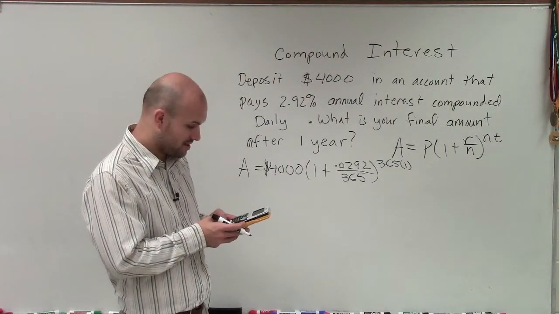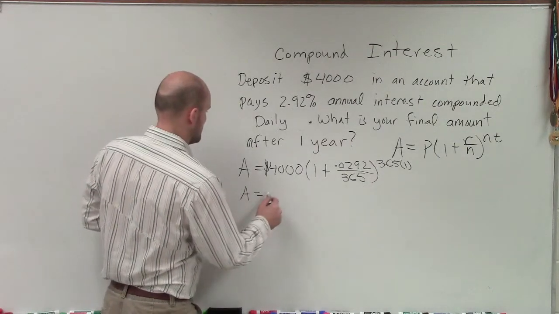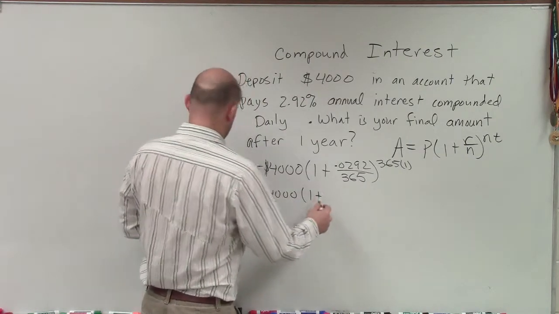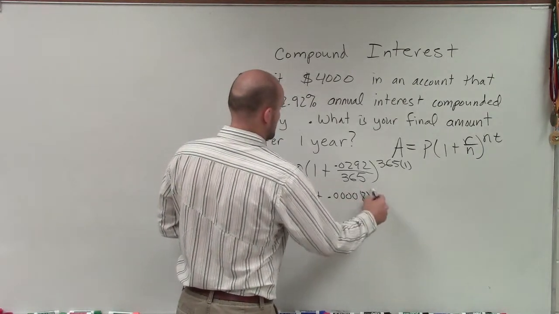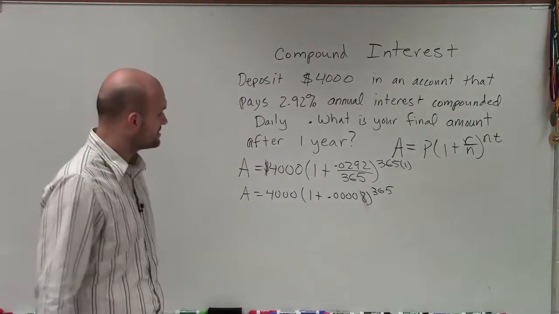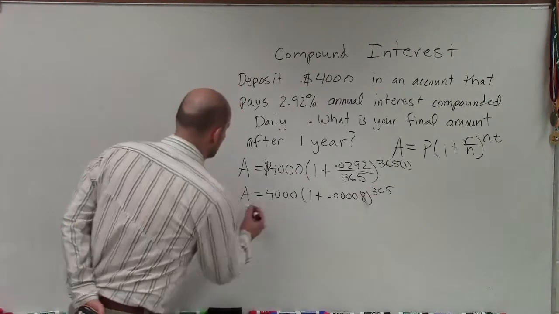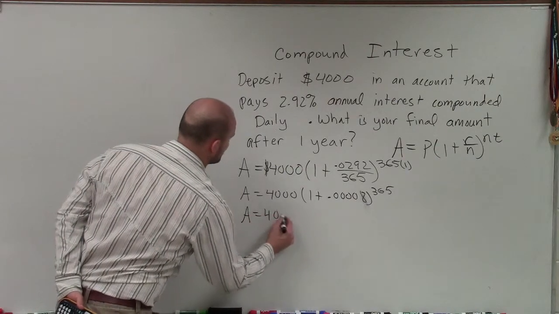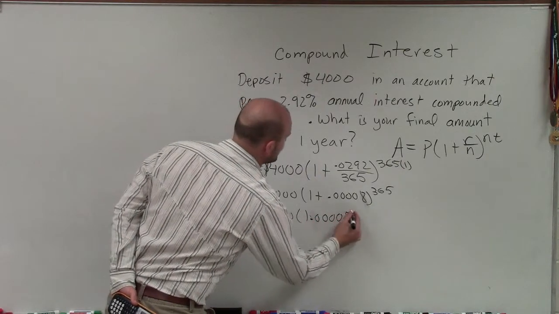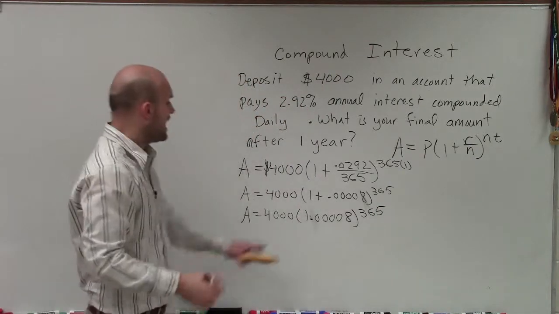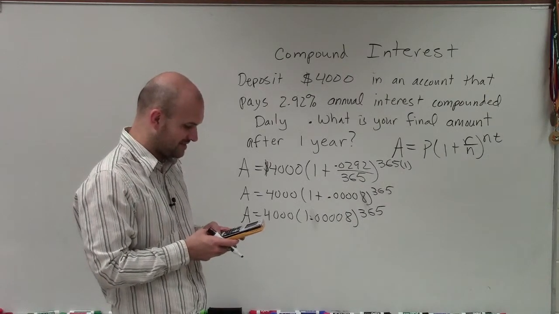So I take 0.0292, divide by 365, and I get 1 plus 0.0008, and then raised to the 365. Then I can combine these. So I get A equals 4,000 times 1.00008 raised to the 365th power.